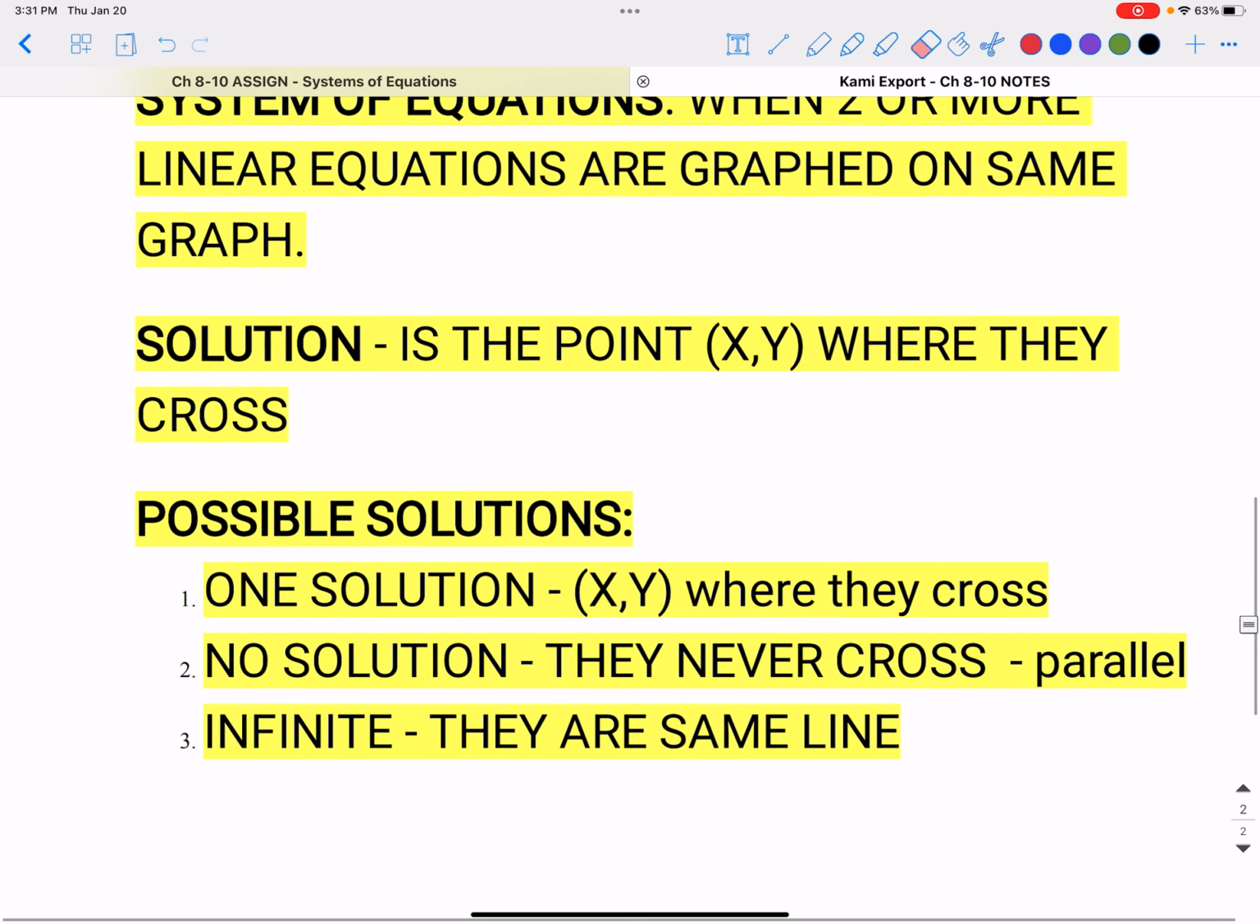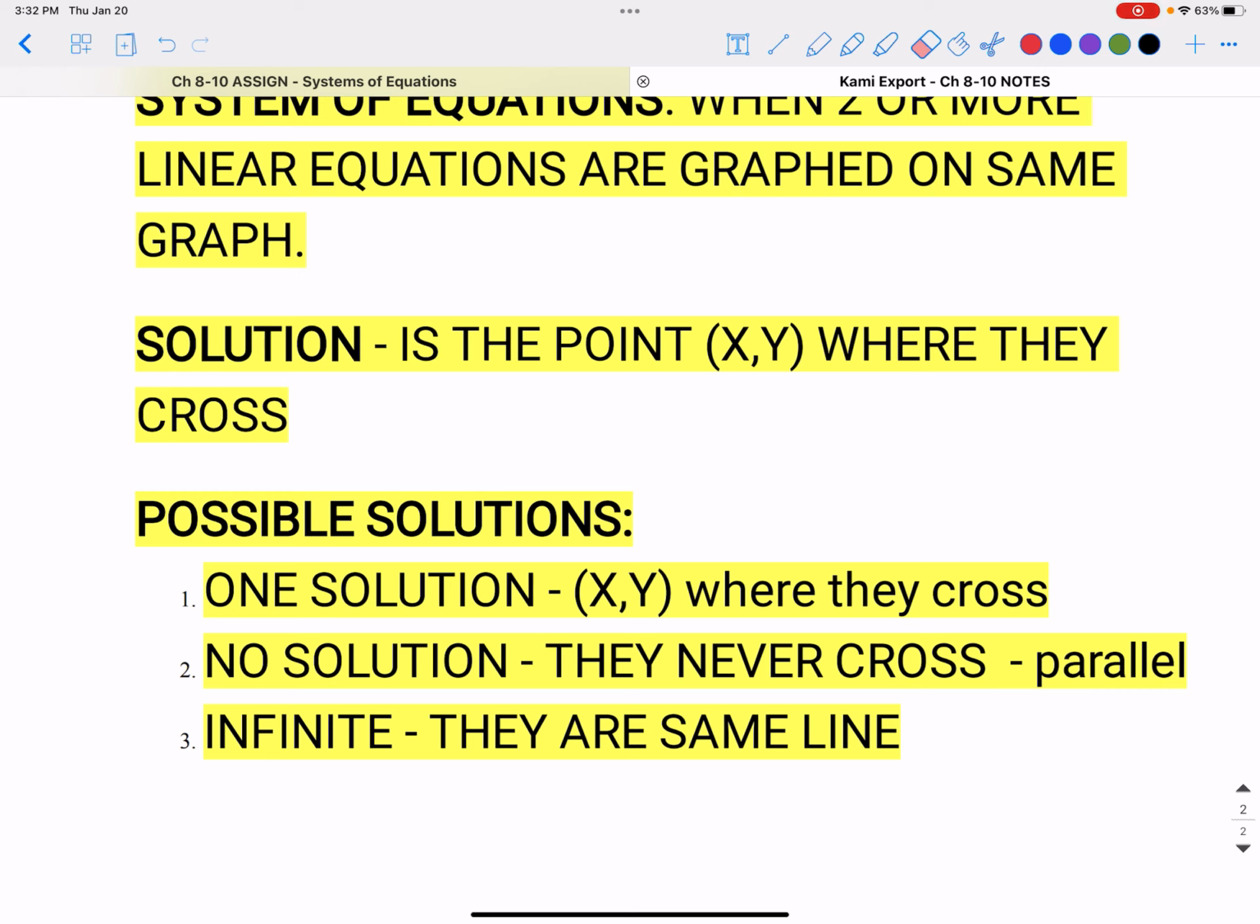And then there are three possible solutions to a system of equations. The first is one solution, which you would write as an ordered pair with an x and a y. That's where the two equations intersect. The second possibility is no solution because they'll never cross because they're parallel lines. And then the third possibility is infinite, which means they're basically the same line.